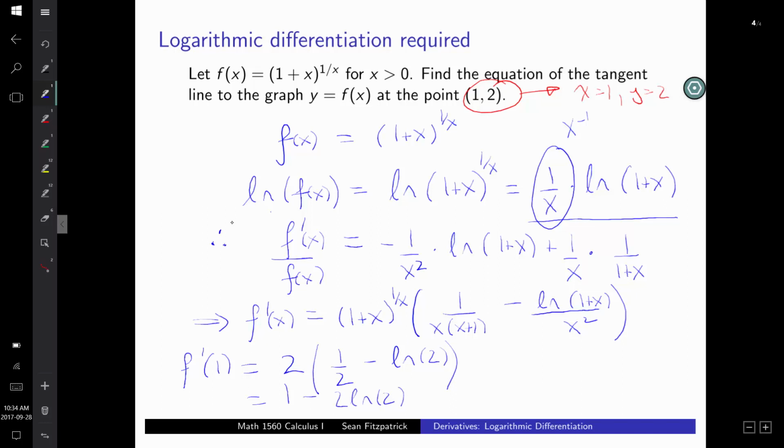So what's the equation of my tangent line? y minus 2 equals this slope, 1 minus 2 log 2. Or you know what? What's 2 times log 2? That's log of 2 squared. Log of 4 times x minus 1. So there I used log properties to bring that 2 up as a power. Okay, so there's a couple of examples using logarithmic differentiation, and of course we'll do more of these in class.